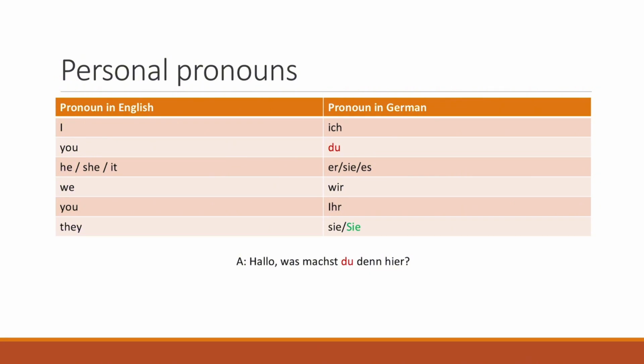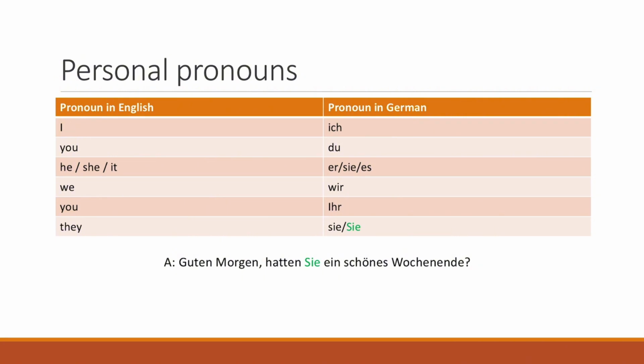And this difference is also strengthened by the use of the pronouns. If you're talking to a friend, you're going to use the pronoun "du," as we saw in the first dialogue. Person A started the dialogue by saying, "Hallo, was machst du denn hier?" And "du" means you, and we can tell that he's talking to a friend of his because of this use of "du."